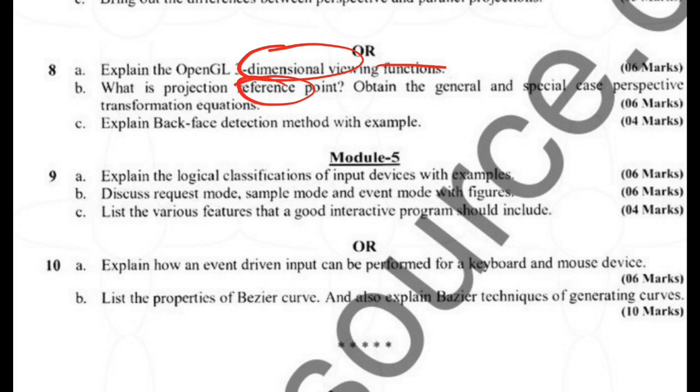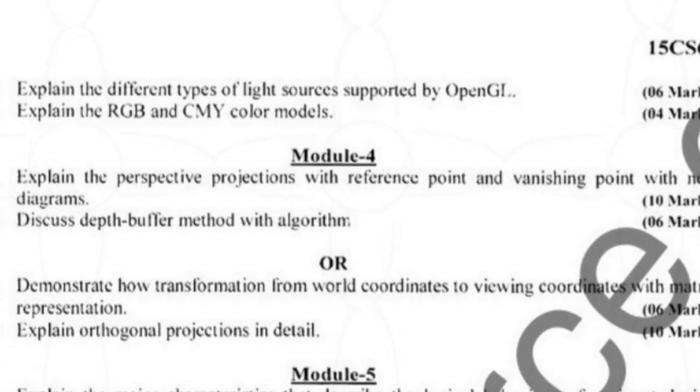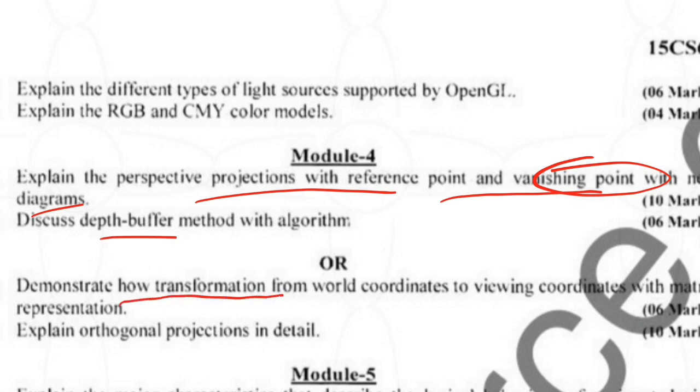What is the projection reference point? Obtain the general and special case perspective transformation equation. This comes under the perspective projections. Backface detection, second last topic. Explain the perspective projections again with respect to reference point, vanishing point with a neat diagram, depth buffer, and how the transformation from world coordinate to viewing coordinate is asked.